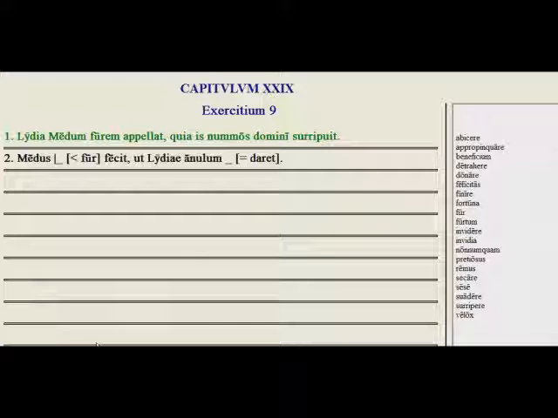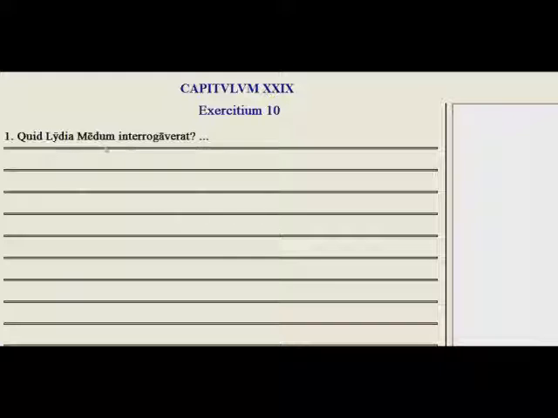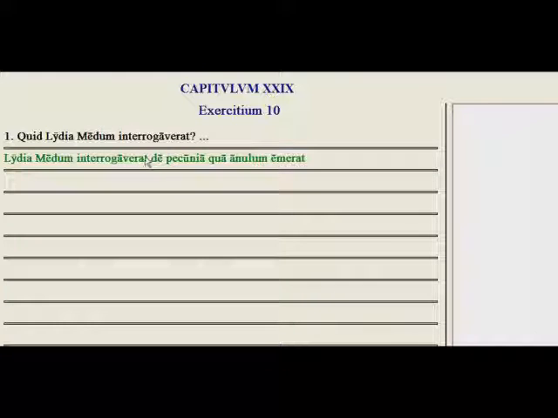Okay, try the rest of those, and let's go on to exercise 10. Question and answer. Quid Lydia medum interrogaverat? Well, Lydia medum interrogaverat num pecunia sua esset qua annulum emerat. She asked him whether the money was his. Num pecunia sua esset. And we use the imperfect subjunctive because it is an indirect question. And here we have another form of that answer. Practice that one.